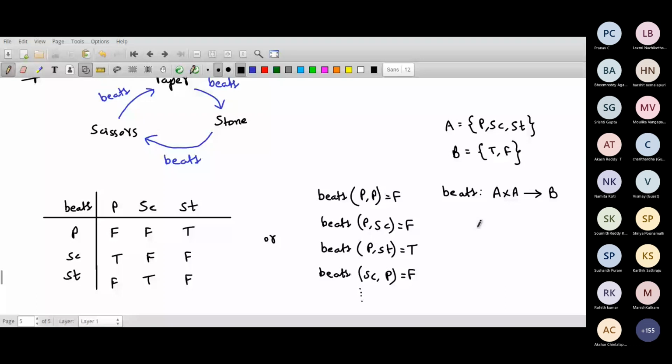So here, this is the function, this is the domain, and this is the range. All right.